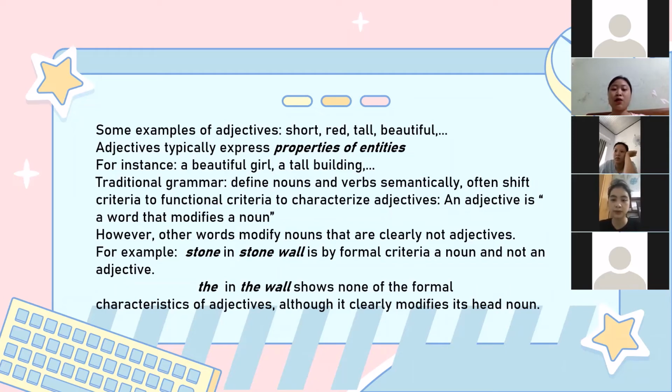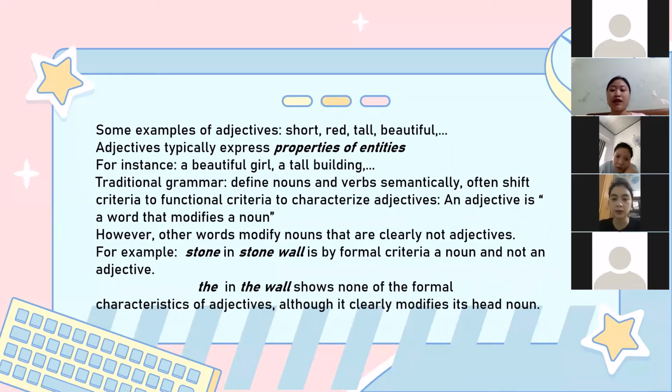While traditional grammar usually defines nouns and verbs semantically, it often shifts to functional criteria to characterize adjectives. The definition of an adjective is a word that modifies a noun. However, not all words that can modify nouns are clearly adjectives. For example, stone in "a stone wall" is by formal criteria a noun and not an adjective.